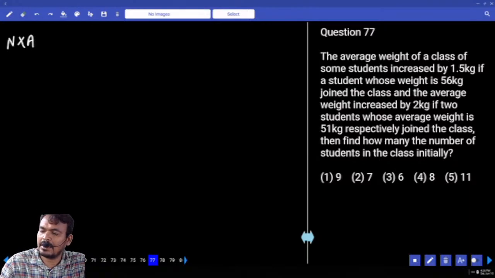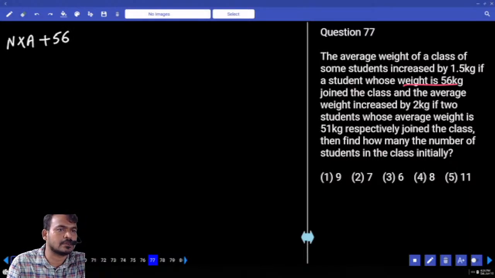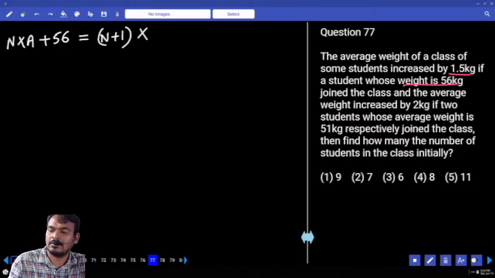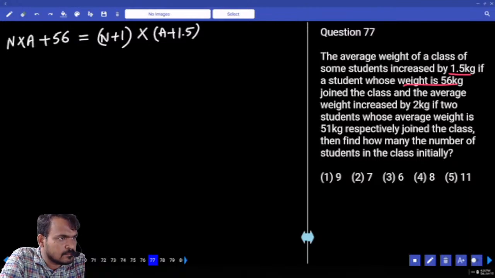How many persons are added the first time? Only one person. What is the person's value? 56. N into a plus 56. After adding that person, the average is increased by how much? 1.5. Already how many persons? N persons. One person added means n plus 1, into the average increased by 1.5, so the new average is a plus 1.5. How many unknowns are there? Two unknowns. Definitely we take variables.